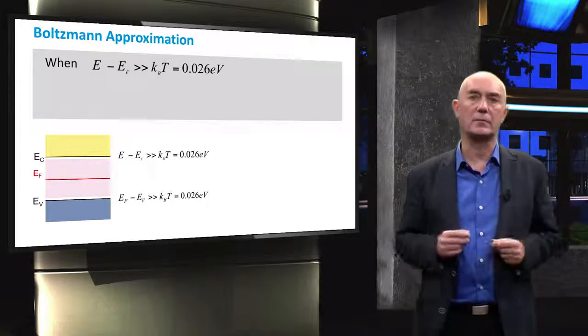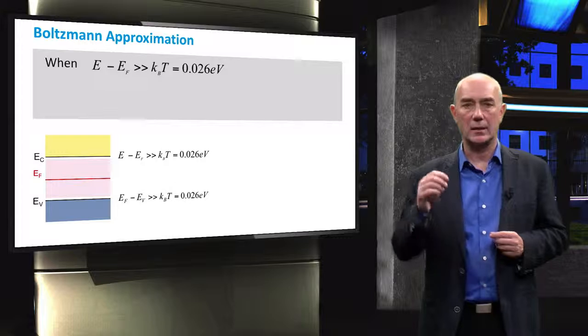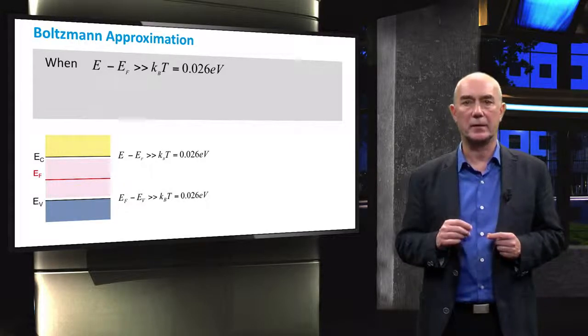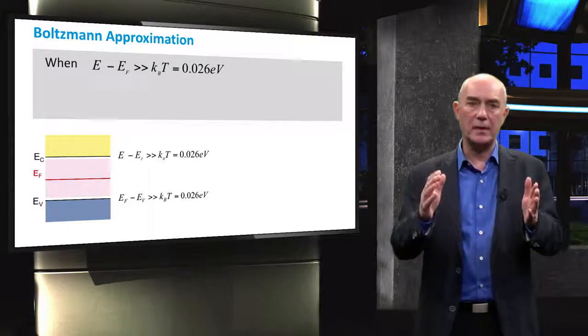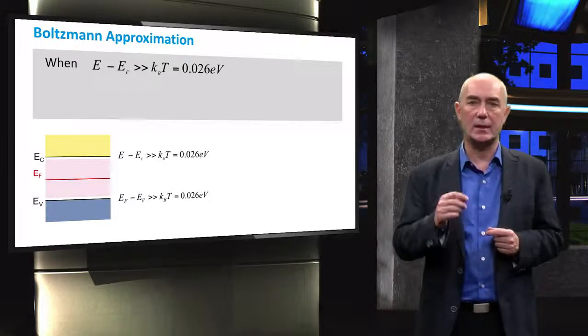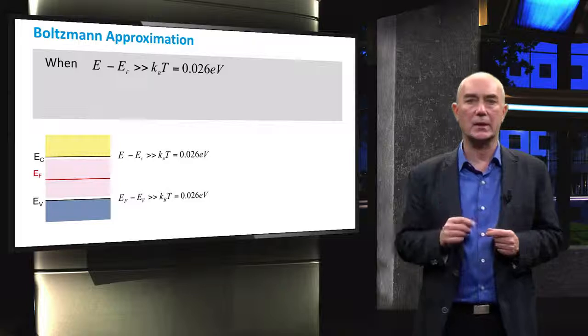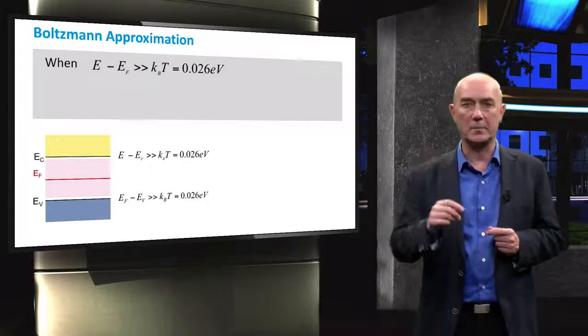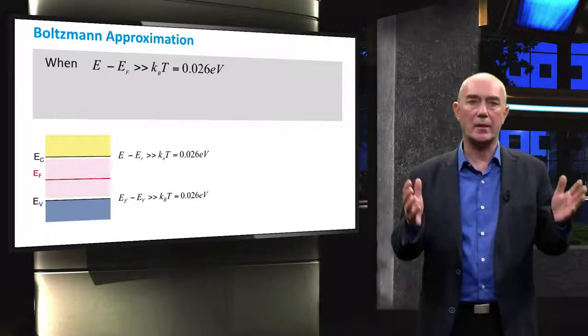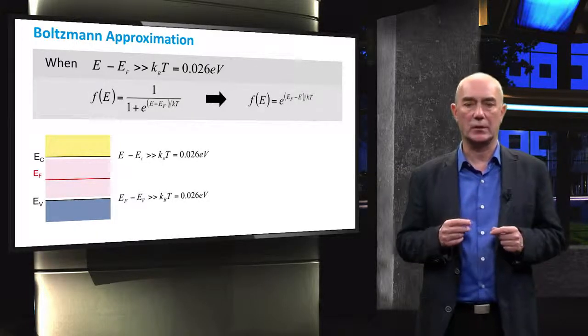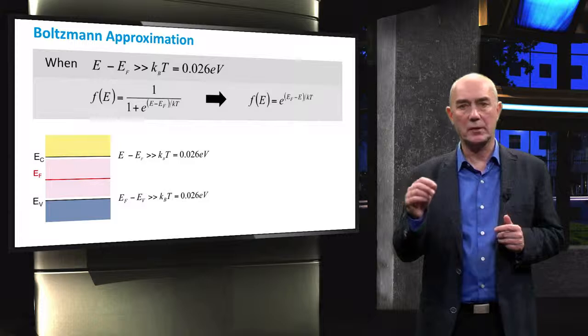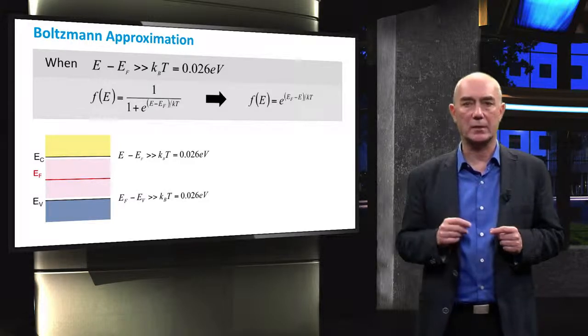Depending on the position of the Fermi level in the band gap, we can simplify the Fermi-Dirac distribution function. If the Fermi level is within 3 times Kb times T from both the conduction band edge and the valence band edge, so in the pink area of the band diagram, we can use this simplified equation. This equation is known as the Boltzmann approximation.